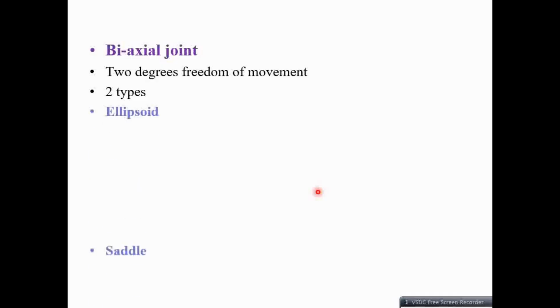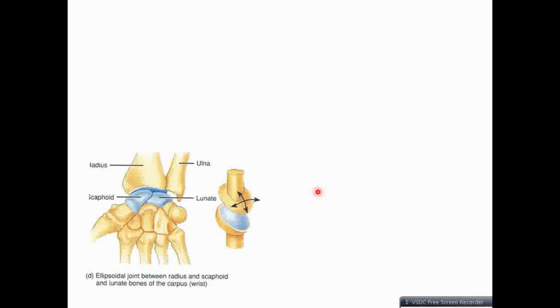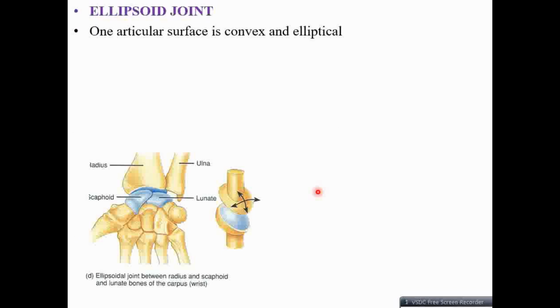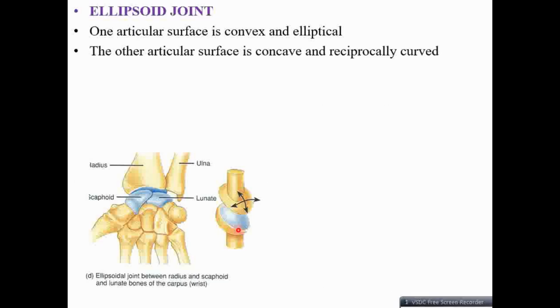Biaxial joint. There are 2 degrees of freedom of movement. Two types: ellipsoid joint and saddle joint. Ellipsoid joint. In an ellipsoid joint, one articular surface is convex, or we can say oval or elliptical in shape. The other articular surface is concave and reciprocally curved. You can make out here.